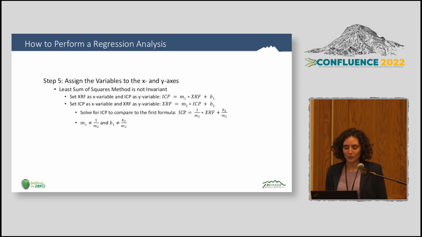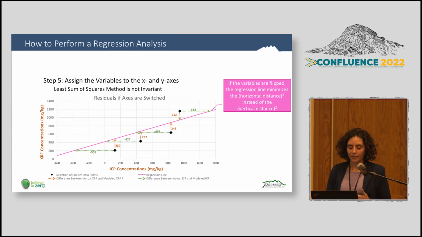So if you're visualizing how the method is not invariant, in the one instance, you're measuring the vertical distance. If you switch those variables but plotted them on the same graph, you'd actually be minimizing the horizontal distance. So different lines, very important. Before you start setting up your regression analysis, you decide which one you want to put on the x and which one you want to put on the y when you're creating that regression line.